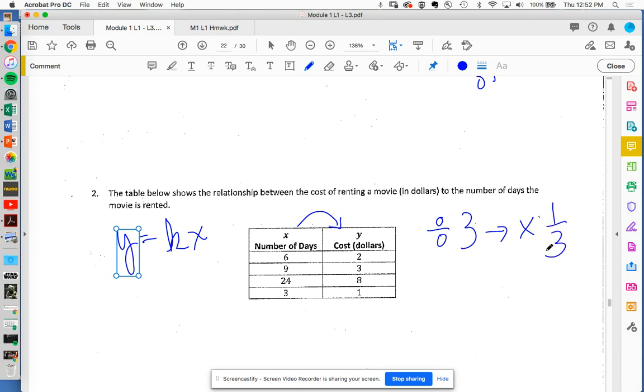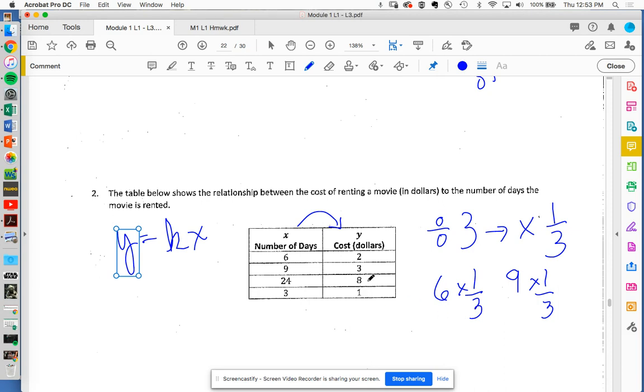Okay? Let's verify that. What is 6 times 1/3? 6 divided by 3. 2. What is 9 times 1/3? I'm multiplying just straight across. What's 9 times 1/3? 9 divided by 3. 3. What is 24 times 1/3? 24 divided by 3. 8. What is 3 times 1/3? 3 divided by 3.